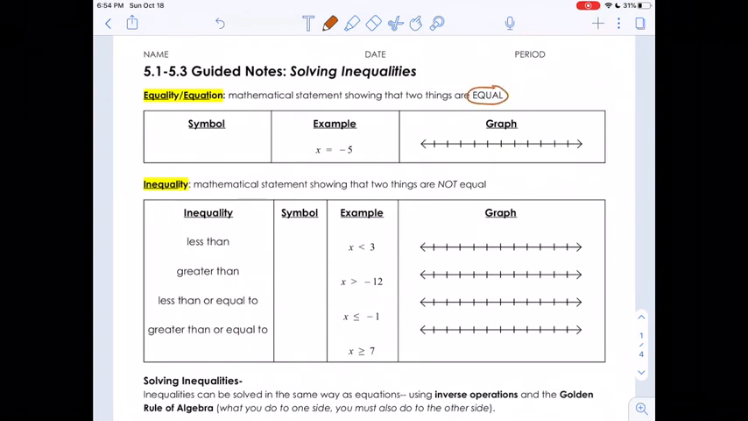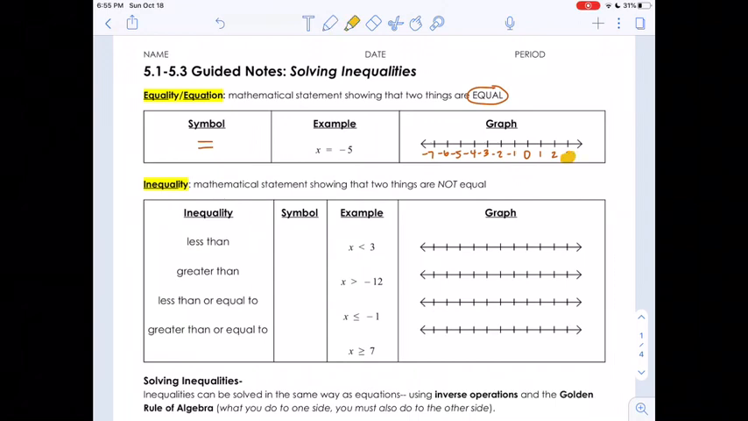The symbol that we use to show that two things are equal is the equal sign. You've been using this symbol for many, many years now. An example would be something like x = -5, and we could graph that on a number line. I'm going to plot my own numbers here. I'm going to put the 0 a little bit over to the right so I have enough space for -1, -2, -3, -4, -5. You could go on to -6. And then on this side, I have +1, 2, 3, and so on.